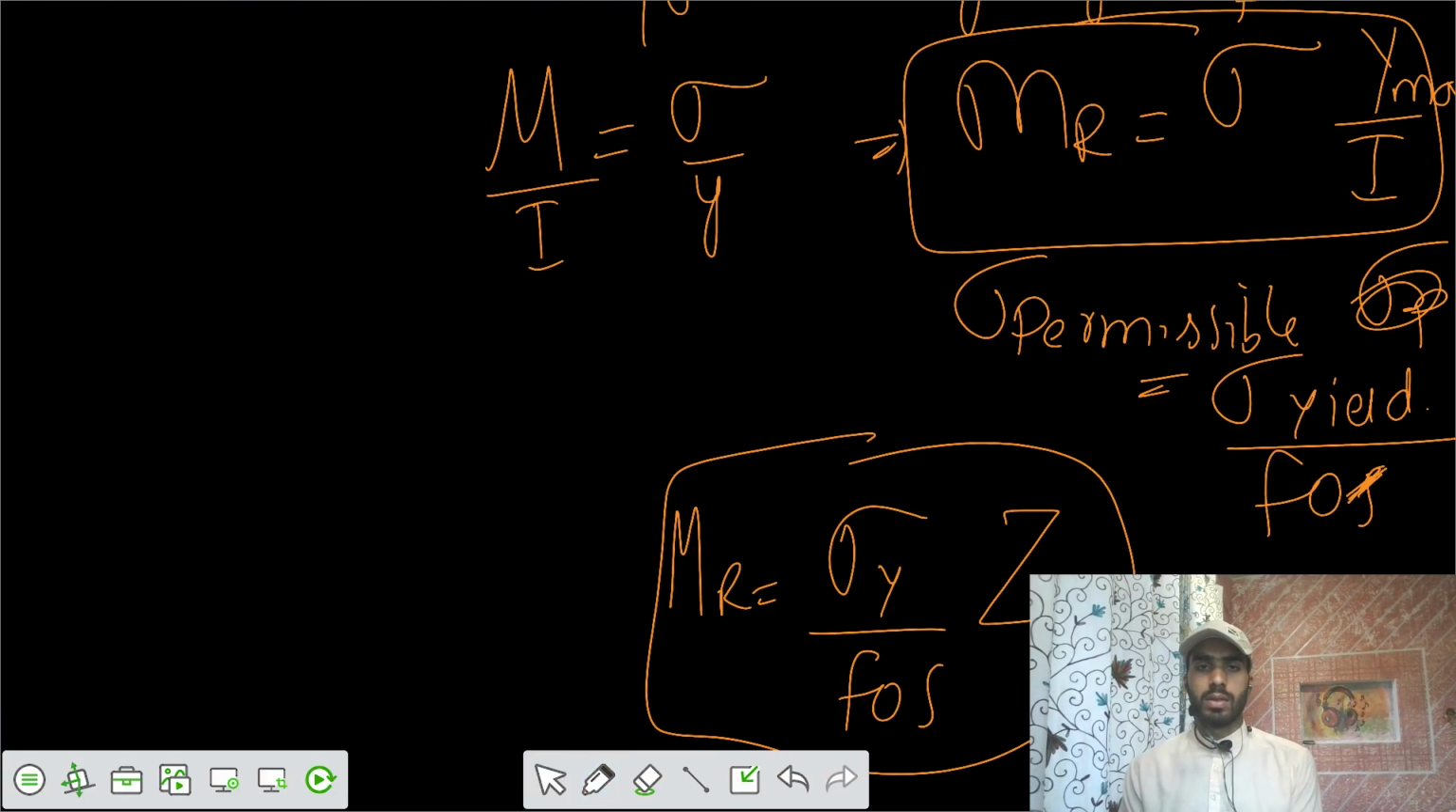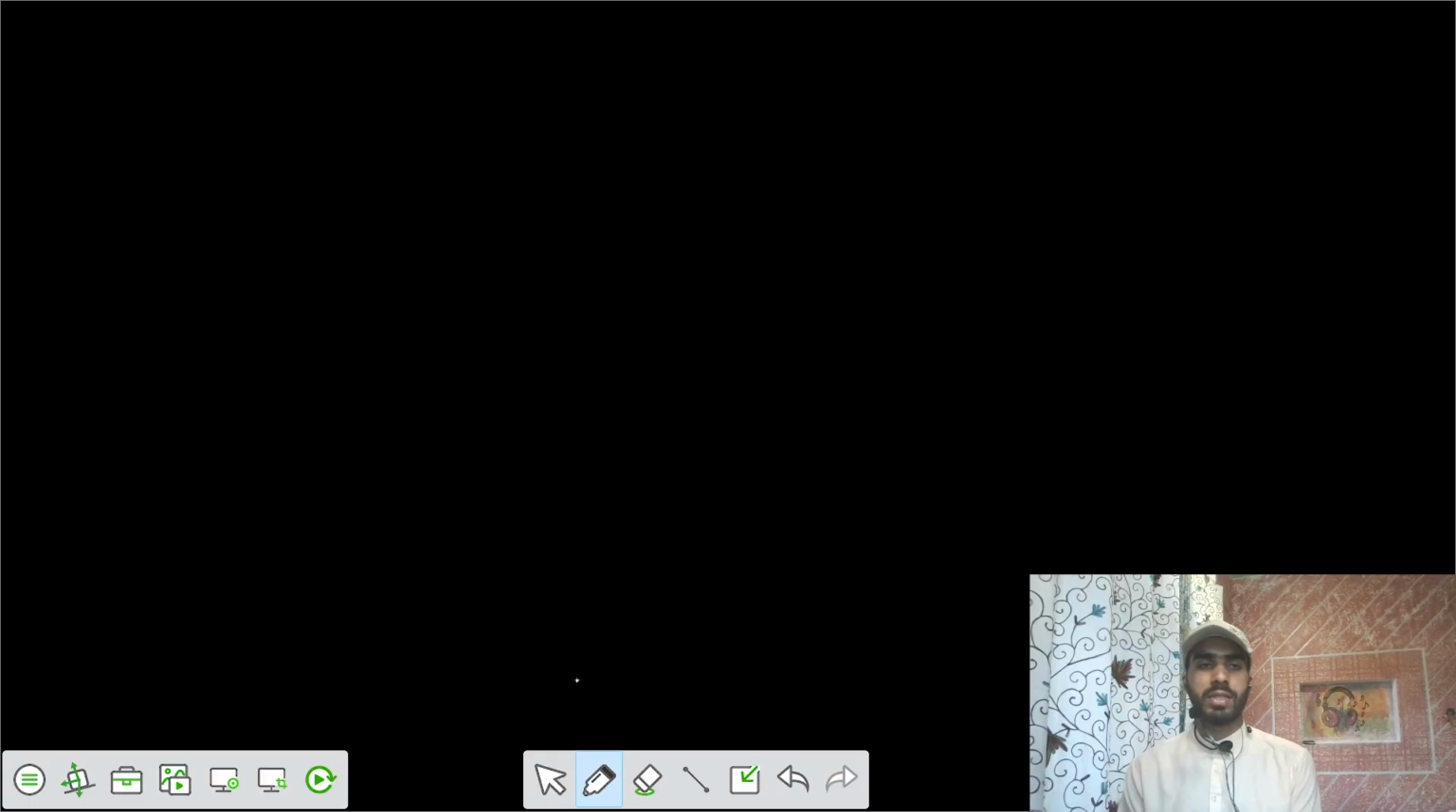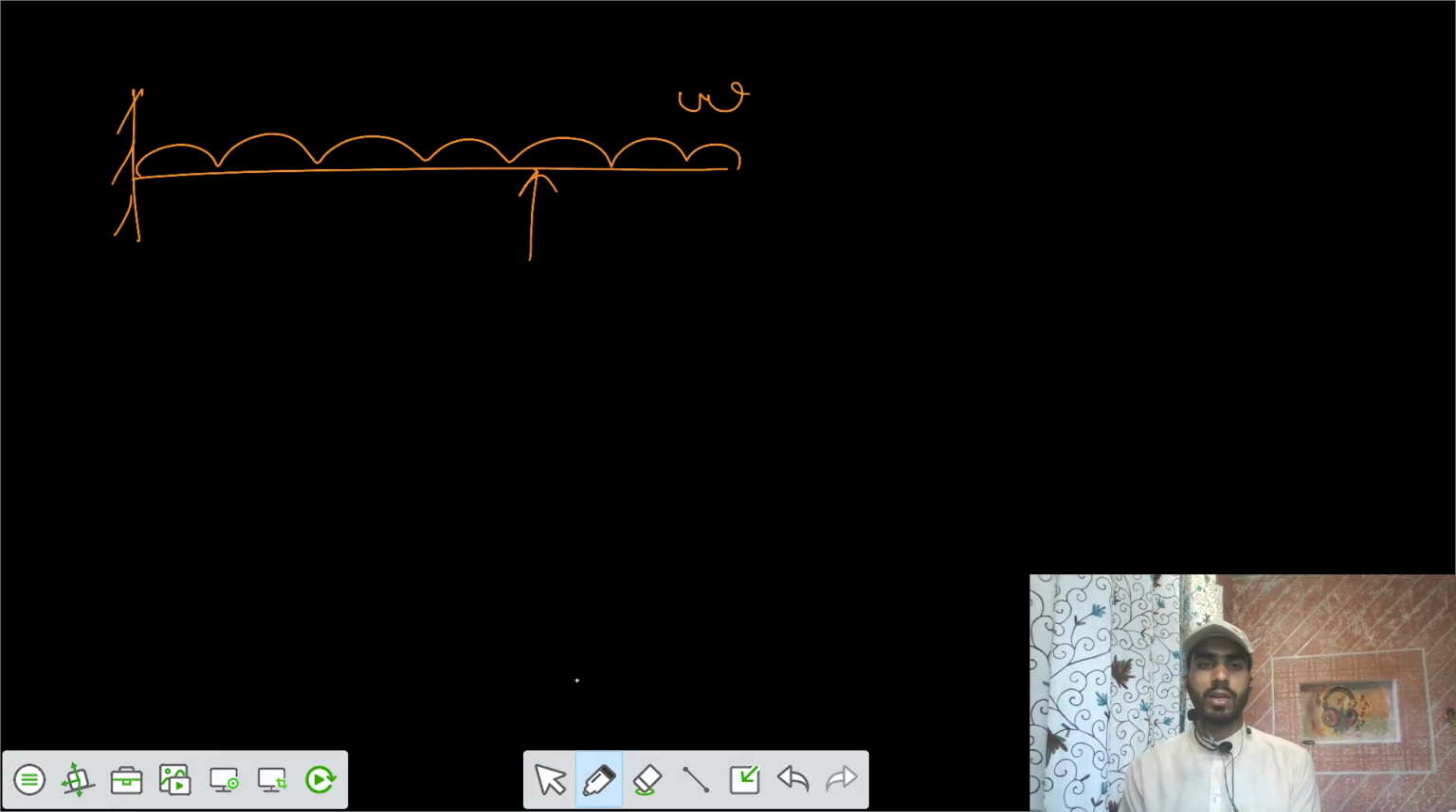So if you have a propped cantilever beam, you apply the UDL, and let's talk about that. The bending moment diagram looks like this.